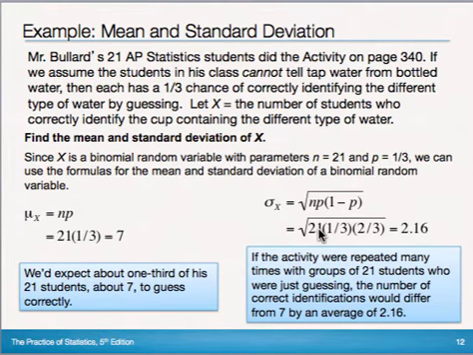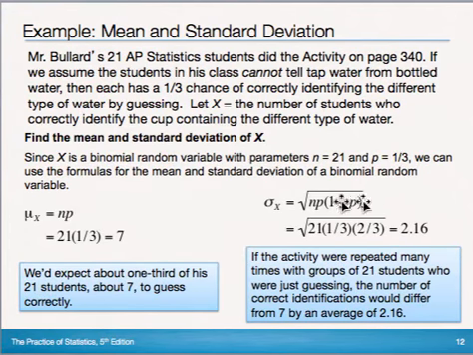Okay, so here's an example of using these calculations where we have 21 students and they're given different types of water to test. Each student has a 1 in 3 chance of correctly identifying the different type of water by guessing. If we let x be the number of students who correctly identify the cup containing the different type of water, we want to calculate the mean and standard deviation of x. Mu of x equals n times p, where n is 21, the number of trials, and the probability is 1/3. So 7 would be the expected value of this distribution, or in other words, 7 is the number of students we expect to guess correctly.